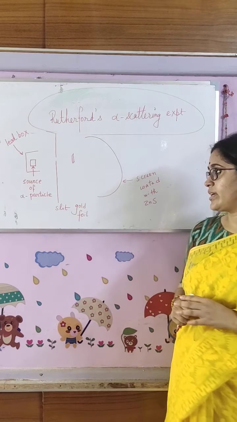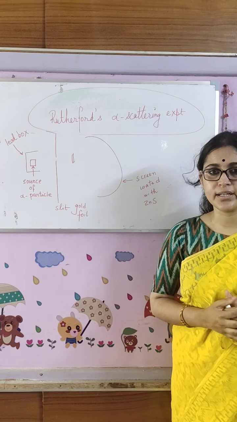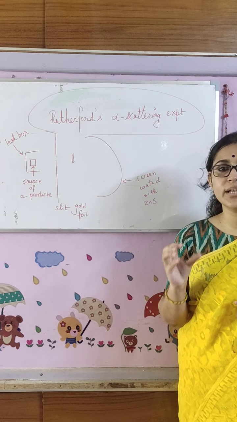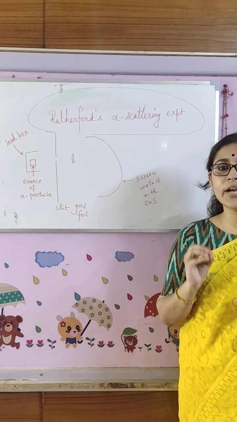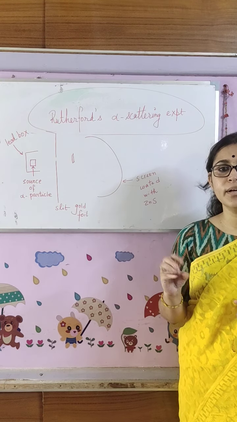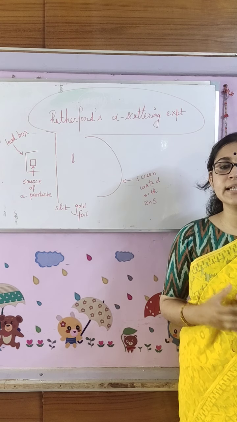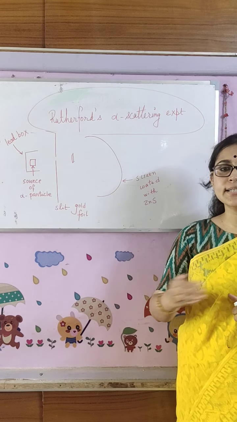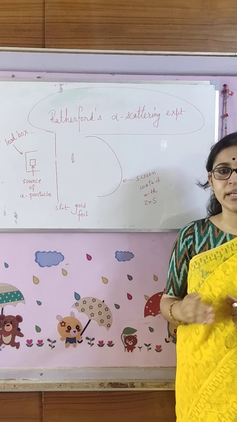Now let me elaborate. First of all, what is an alpha particle? An alpha particle is a positively charged helium nucleus. So if we remove 2 electrons from a helium atom, the nucleus that is left behind is known as the alpha particle. So we took a type of compound which constantly emits alpha particles.